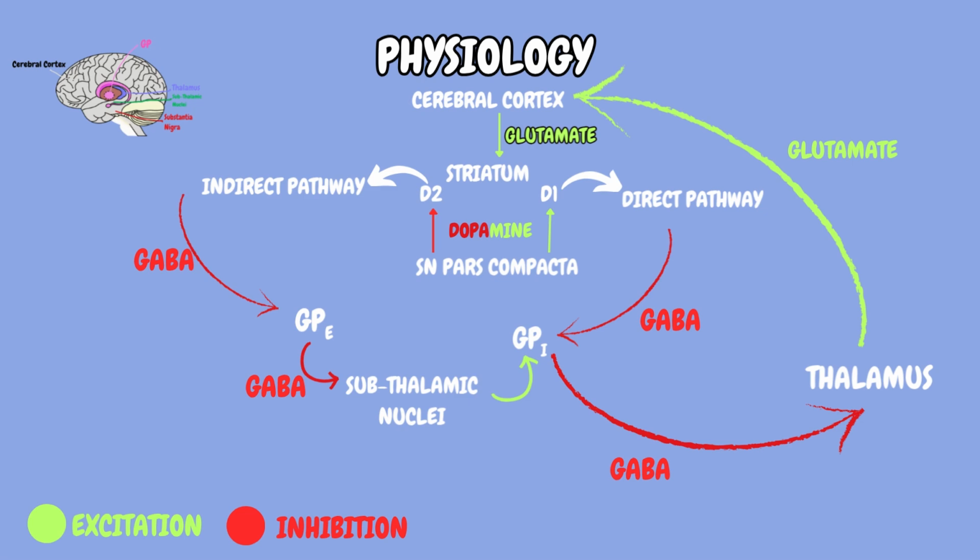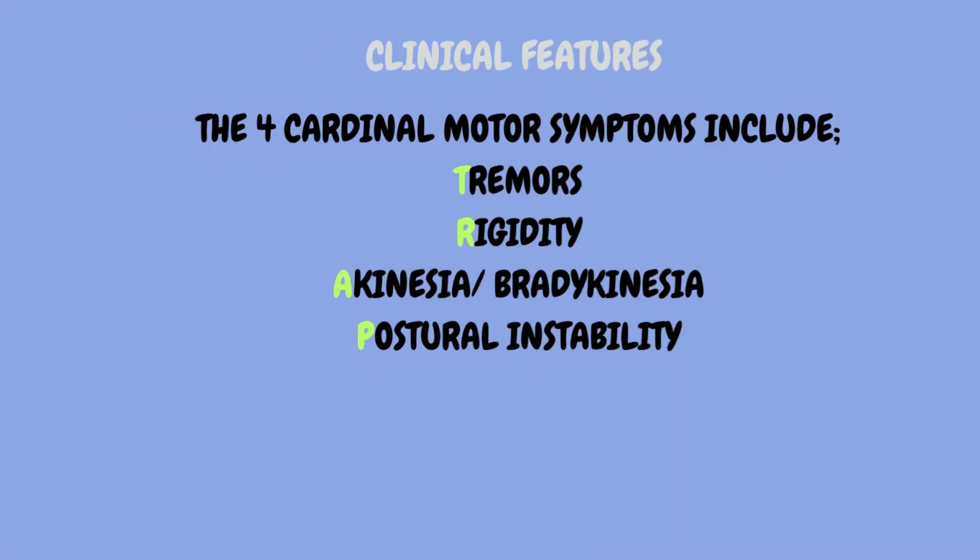However, in Parkinson's disease, there is a reduced amount of dopamine released from the substantia nigra. This leads to reduced excitation of the direct pathway that stimulates movement and reduced inhibition of the indirect pathway that opposes motion. The cardinal features of Parkinson's disease, with a mnemonic called TRAP, include tremors, rigidity, akinesia or bradykinesia, and postural instability. Note that only tremors, rigidity, and akinesia are early signs, while postural instability is a late sign.